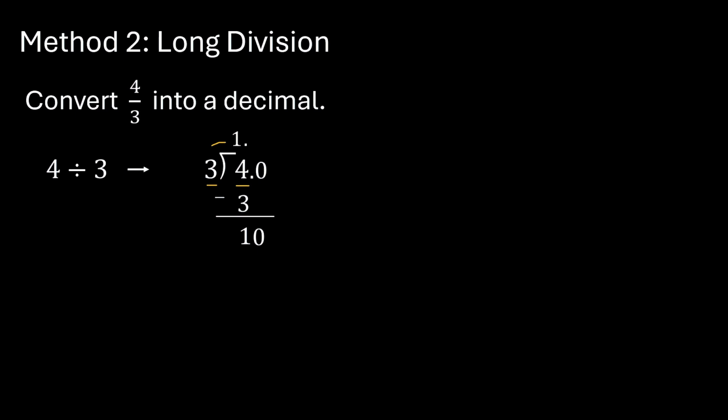Now divide again. How many times can 3 go into 10? It goes 3 times. Write 3. Multiply. 3 times 3 equals 9. Subtract. 10 minus 9 equals 1. We still have a remainder, so we bring down another 0. Did you notice something? The remainder keeps repeating. That means the decimal will also continue repeating. Therefore, 4/3 equals 1.33. Since the digit 3 repeats forever, we call this a repeating decimal.